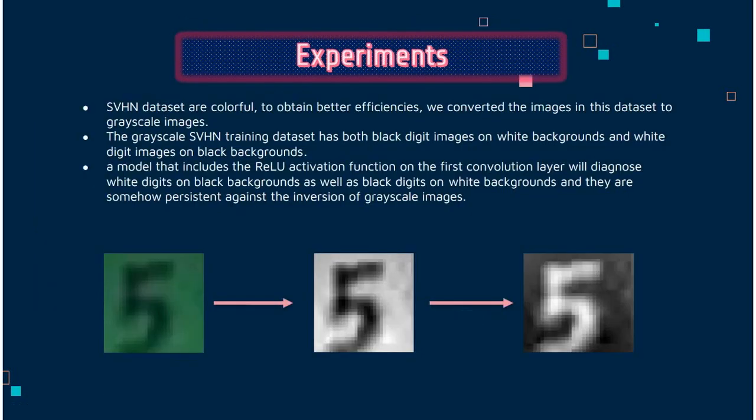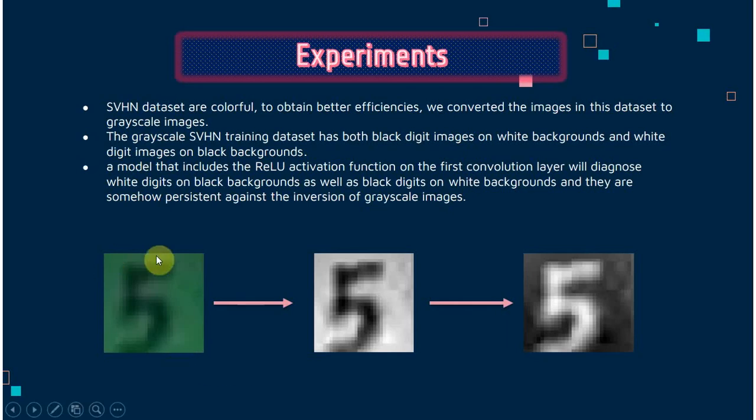Let's talk about the SVHN. SVHN is a colorful dataset, so we converted it to grayscale images. The grayscale SVHN has both black digit images on a white background and white digit images on a black background. So a model that includes only ReLU activation functions will diagnose white digits on black backgrounds as well as black digits on white backgrounds. So they are somewhat persistent against the inversion of grayscale images.